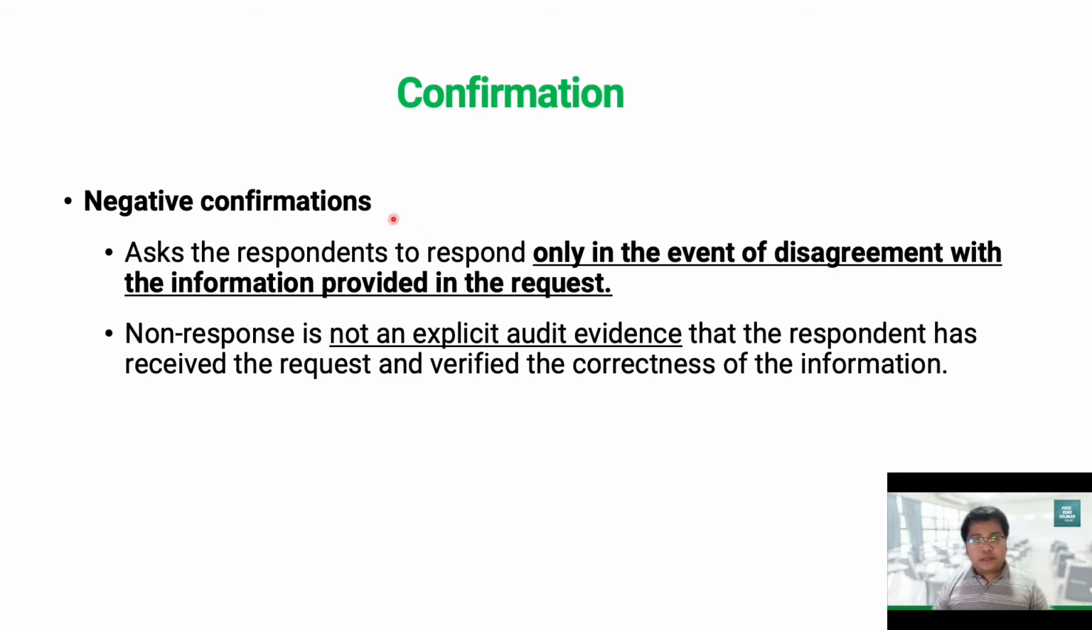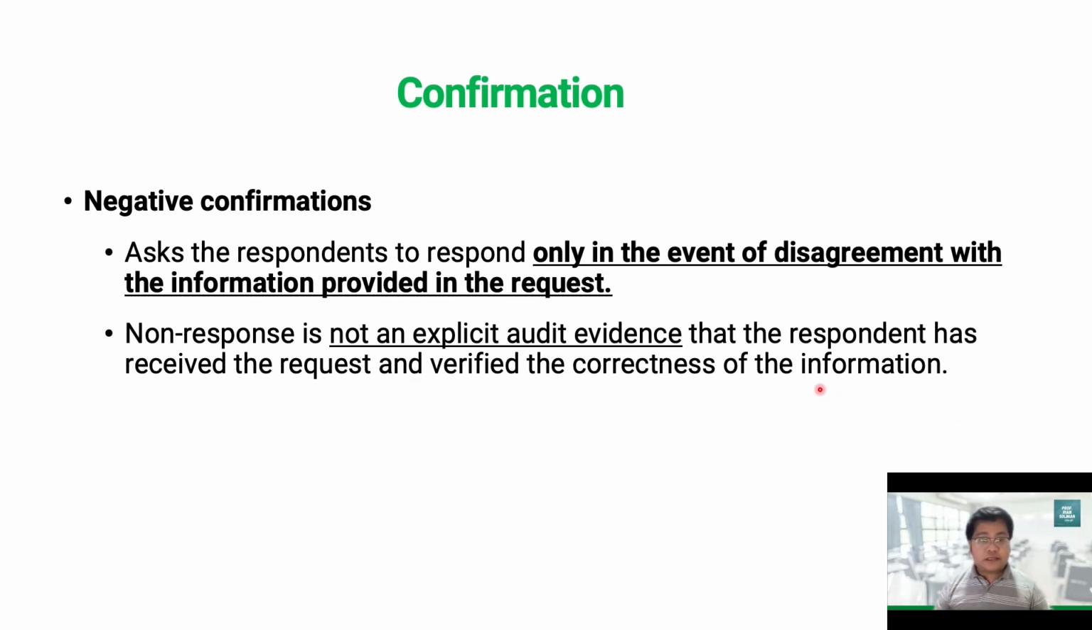And then finally, for negative confirmation: we have the positive confirmation request, we have the blank confirmation request, and we have the negative confirmation request. In a negative confirmation request, we only ask the respondent to respond in the event of disagreement with the information provided in the request. So we ask the customer to only respond to us if there is a discrepancy. If there is no discrepancy, then they do not need to respond to our inquiry. However, take note that non-response is not explicit audit evidence that the respondent has received the request and verified the correctness of the information.